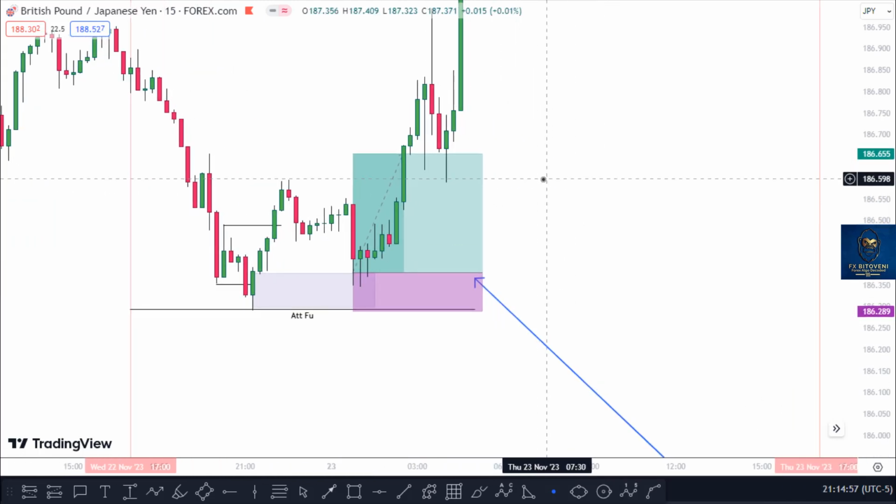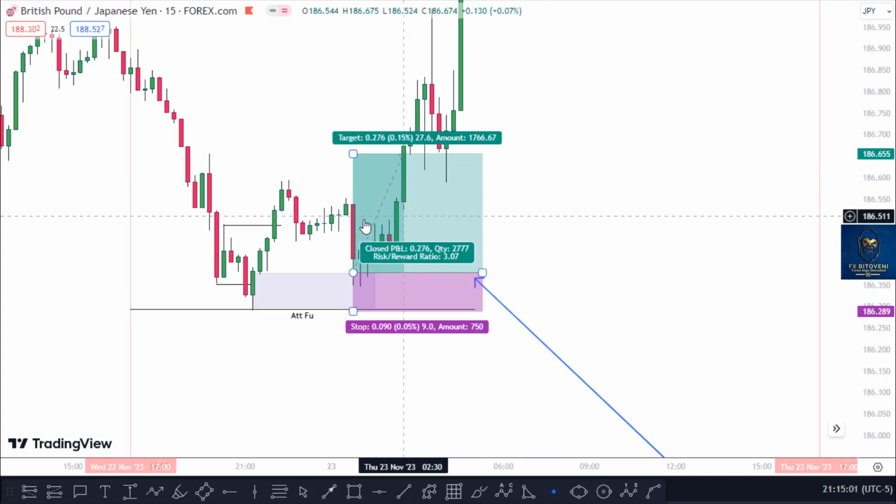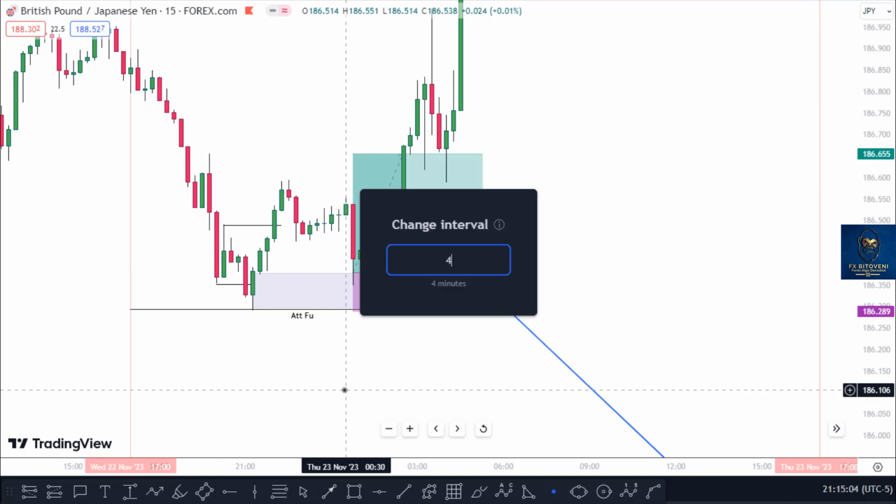Do you want to make it? Do you need a small stop? If you need a small stop, then you study what? You study the 1 hour candle only, how it is going to change the move.